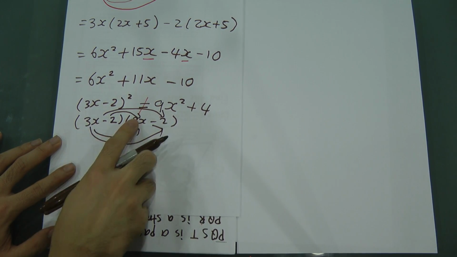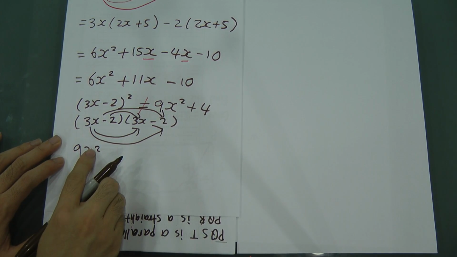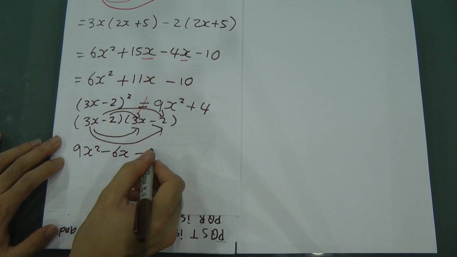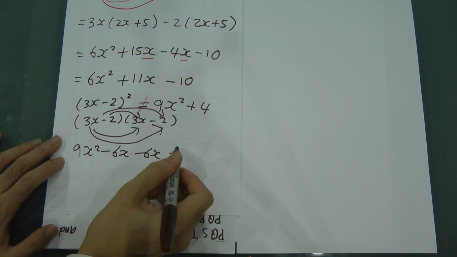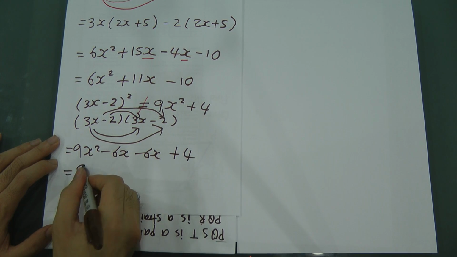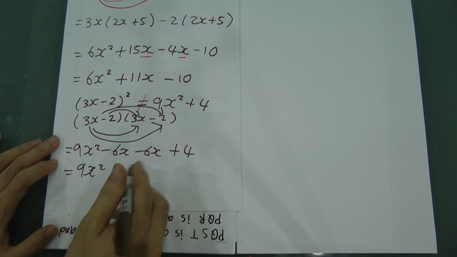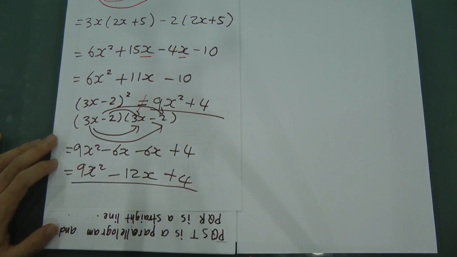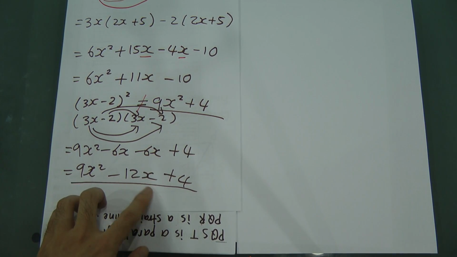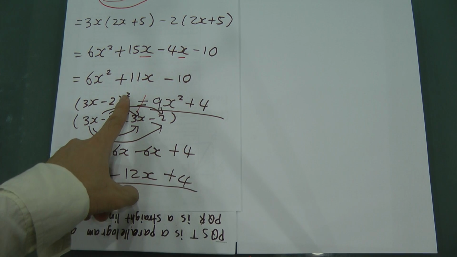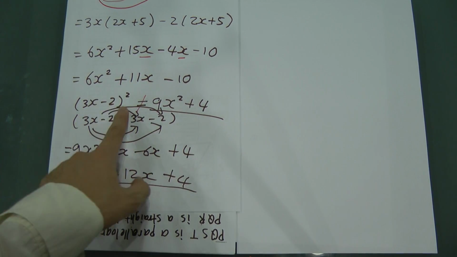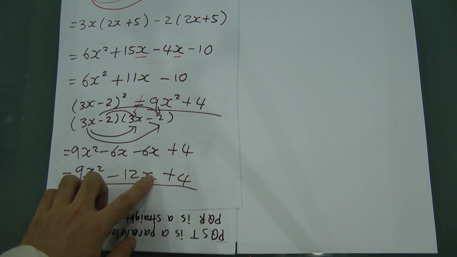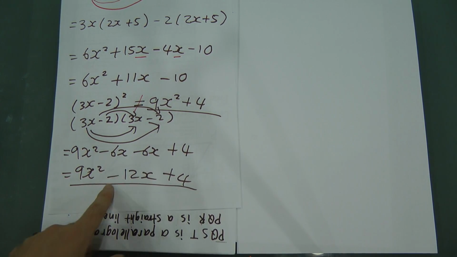So 3x multiplied by 3x, we get 9x squared. And then 3x multiplied by negative 2, we get negative 6x. Negative 2 multiplied by 3x, we get negative 6x. Negative 2 multiplied by negative 2, we get positive 4. Therefore, you get 9x squared minus 6x, again minus 6x, so minus 12x plus 4. Do you see? Actually, this answer is not the same as this answer, because this one has the negative 12x here. This one has no negative 12x. So when you see the square here, you cannot straight away square both. If you straight away square both, you have to know your middle has a negative 12x.